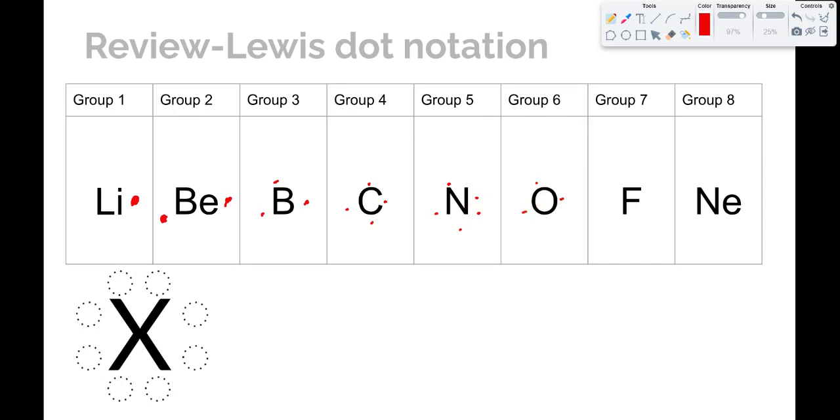Oxygen will have 6 dots, 4 P's, 2 S's. Fluorine and all the halogens will have 7 dots, so that's 5 P's, 2 S's, and then neon and all the noble gases will end up having a complete full octet. It's called a full 8 electrons.